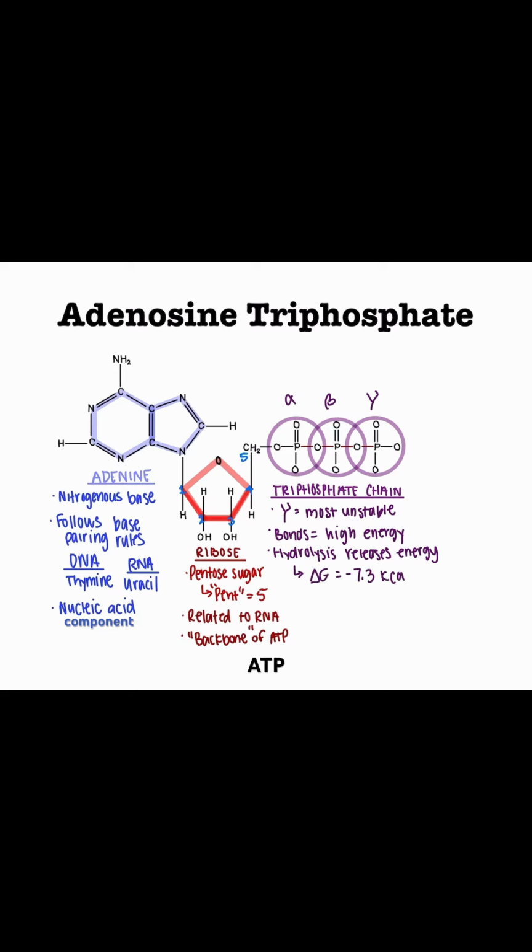As ATP loses phosphate groups, it creates different forms. The loss of the gamma phosphate will create adenosine diphosphate. The loss of the beta phosphate will create AMP, which is adenosine monophosphate. And the hydrolysis of the alpha phosphate will create adenosine, which is ATP's base unit. It is a nucleoside. And that's the breakdown of ATP.